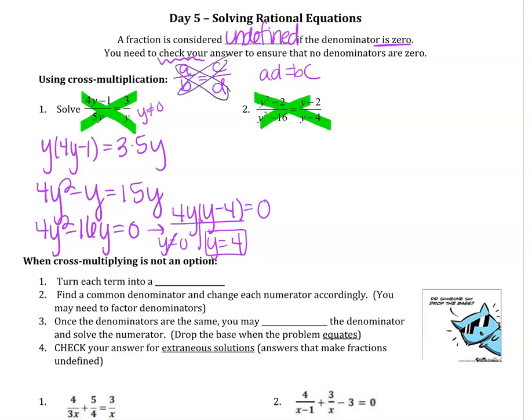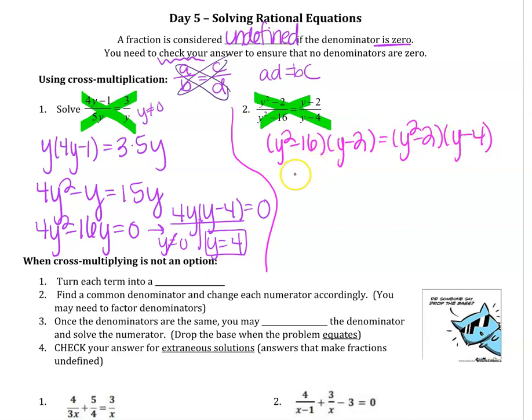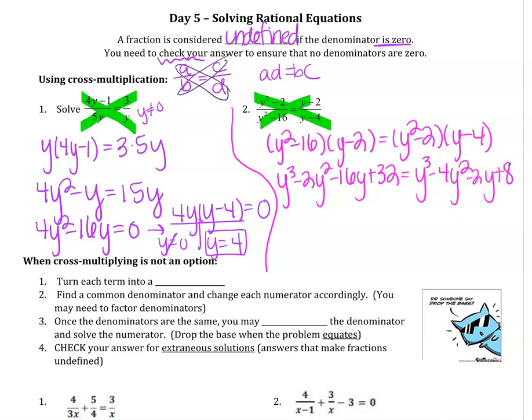Okay, so same idea for the next guy. I'm going to cross multiply. All right, I'm going to go ahead and FOIL. Now on both sides I have a y cubed, which means those will drop out. And then from there, I'm going to set everything equal to 0. So I'm going to add the 4y squared over. I'm going to add the 2y. And I'm going to subtract 8.